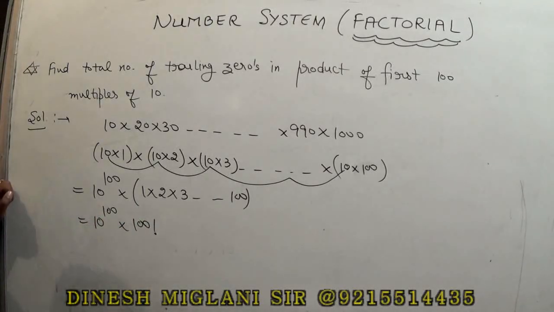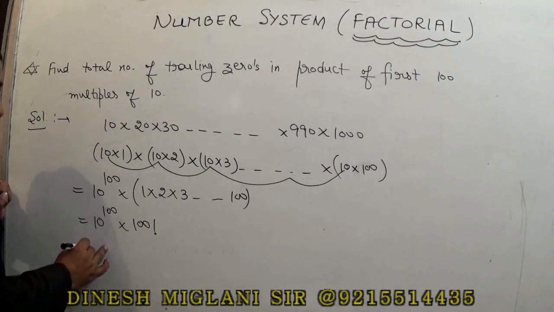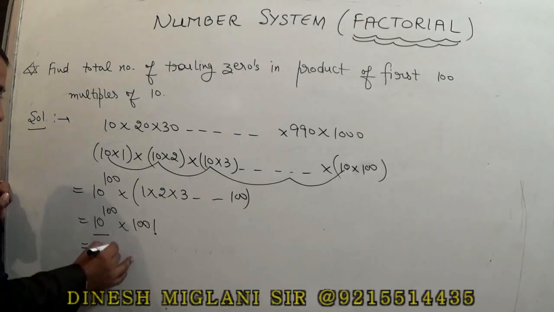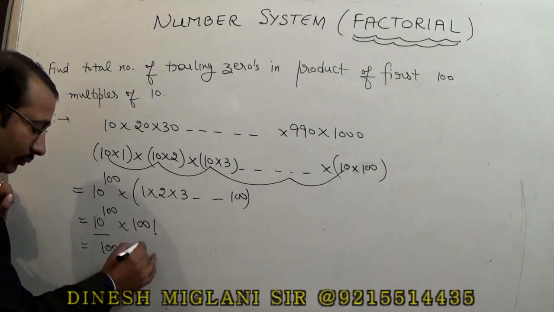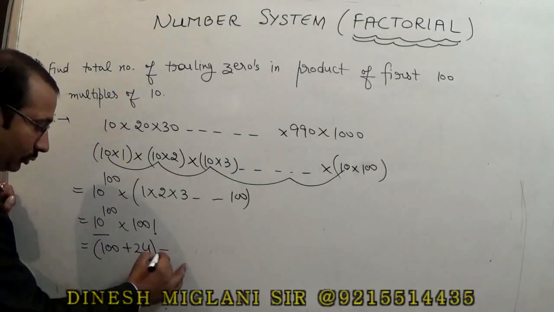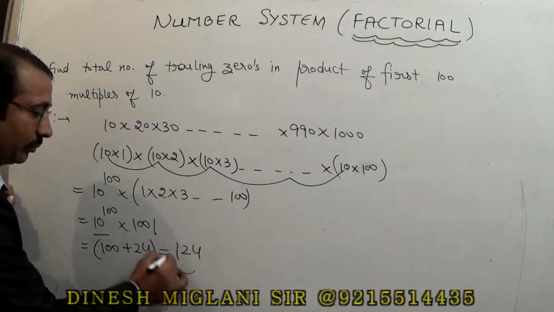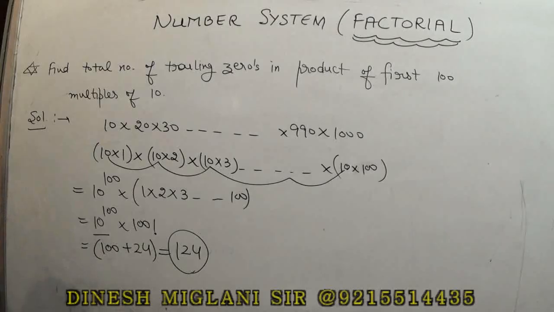Now in 10 raised to power 100, how many trailing zeros are there? 100. And in 100 factorial, how many trailing zeros are there? 24. So I can say my total trailing zeros in this question would be 124. Pay attention again to what I have done.